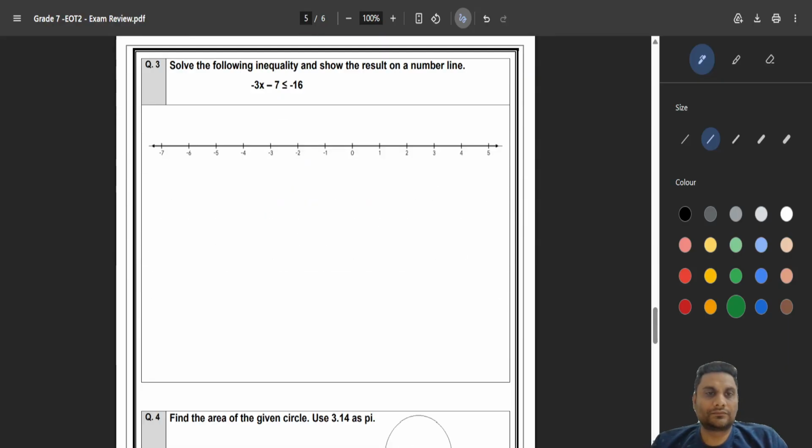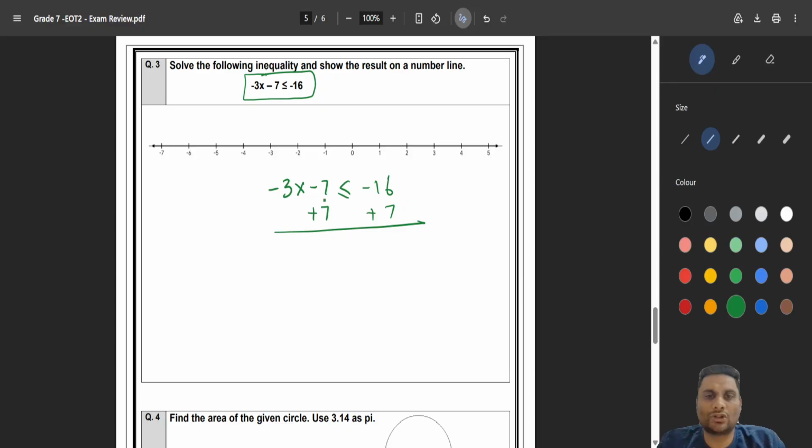Question number 3. Solve the following inequality and show the result on the number line. Now the inequality is given here. We have to solve this and show the result on the number line. Check how. Minus 3x minus 7 less than or equal to minus 16. First we will remove the minus 7. We will do plus 7 here and plus 7 here, the opposite of minus. So the 7 and 7 are gone.